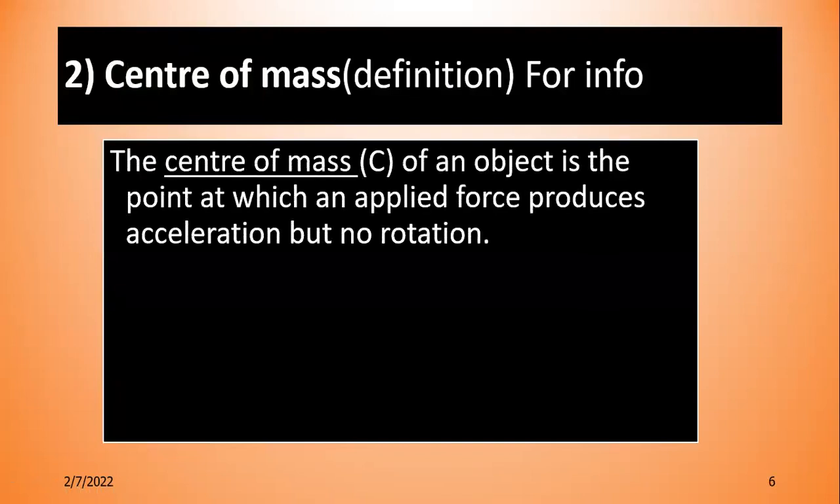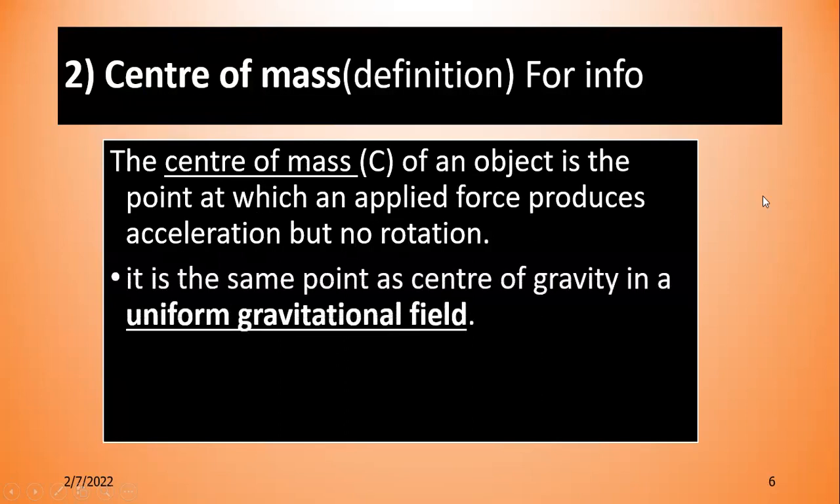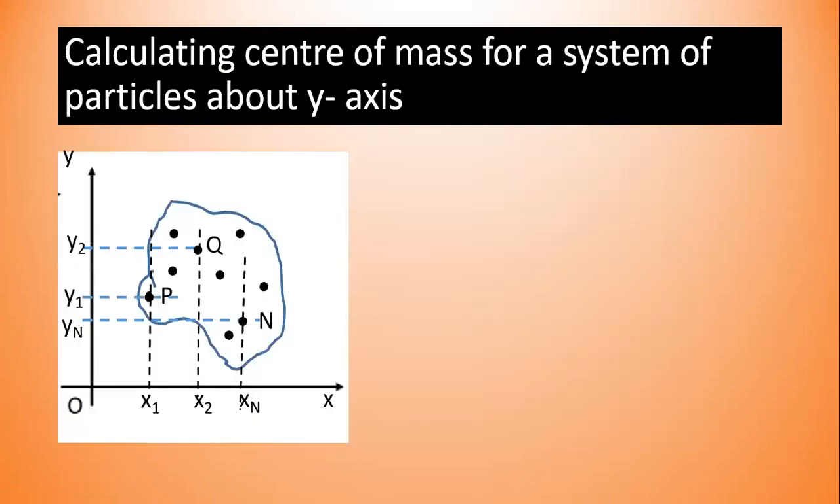The center of mass of an object is the point at which an applied force produces acceleration but no rotation. The key is applied force. A force applied to the center of mass will cause acceleration only, no rotation. It's the same point as the center of gravity in a uniform gravitational field. I mean, on Earth, around you, for any object that you use, center of mass and center of gravity are the same point.